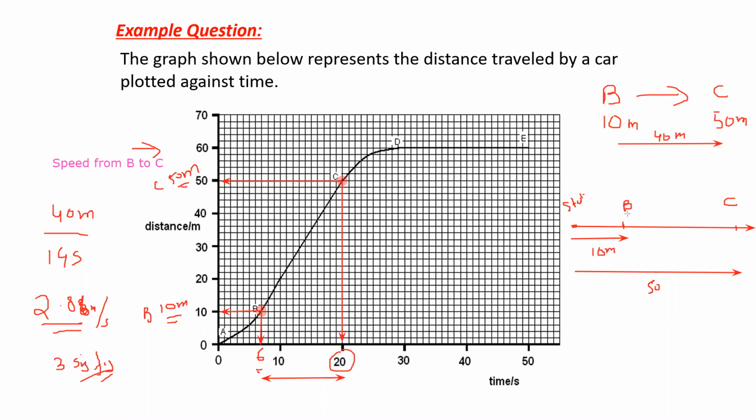Is it clear, Lamia? Is it clear to everyone how we got the speed?